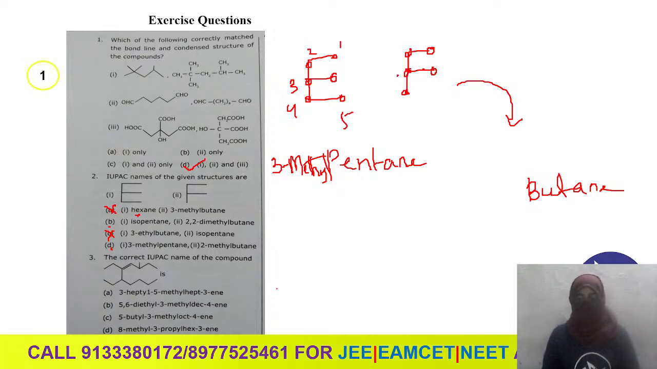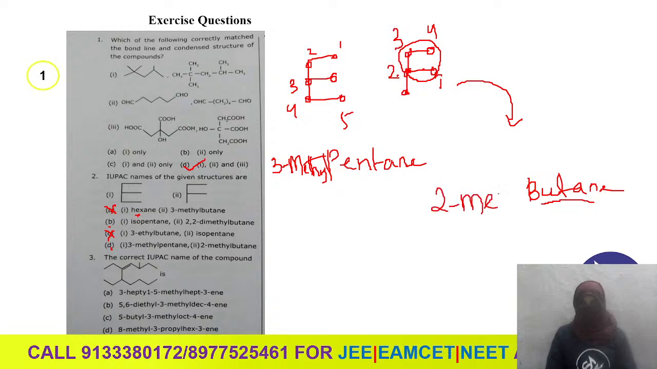So the thing is, previously I started numbering from that side, but I was getting the methyl at third position, which is totally wrong. Hence, you should start numbering from this side, right? 1, 2, 3, 4, because I'm considering this as the parent chain. Parent chain is 4 carbon. I'm writing butane, and at the second position a methyl group is there. Hence, I'm writing 2-methyl butane. Right? So what is the answer? The answer is D.